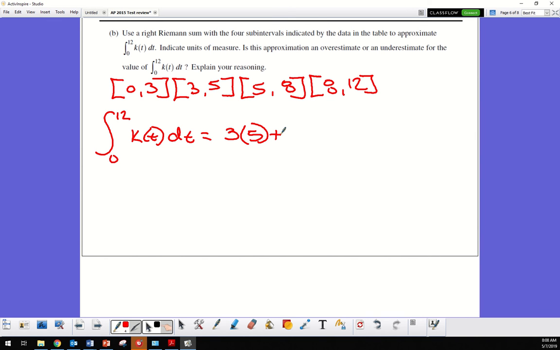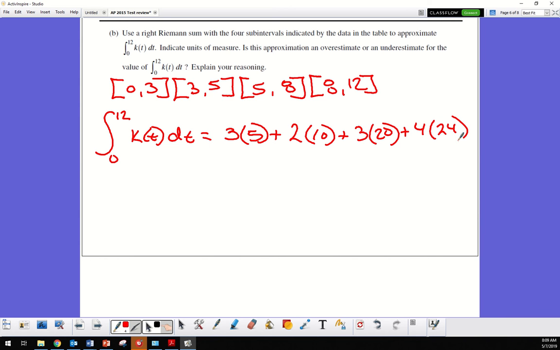Plus, now what's the delta x on the next one? 2 times, what is k of 5? Plus delta x on the next one? 3. What's that, 20? Yeah. That's 4 times. Plus 4 times, so what was it at 12? 24, there we go.